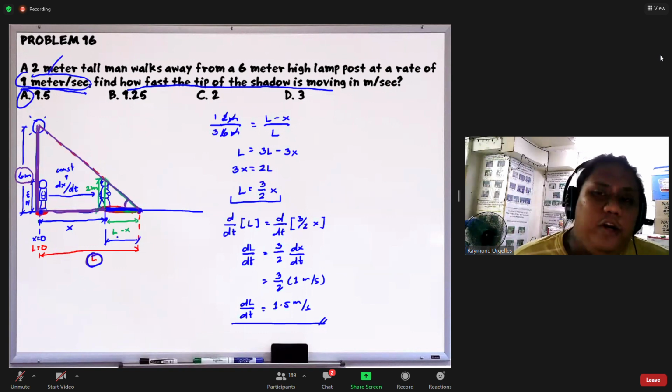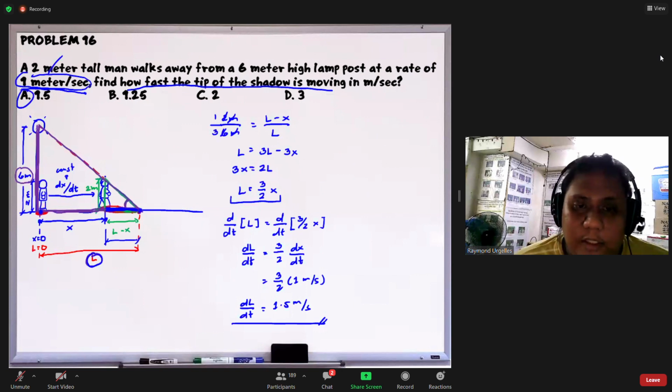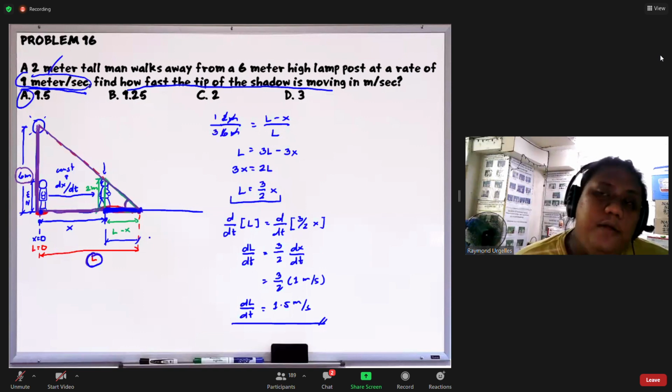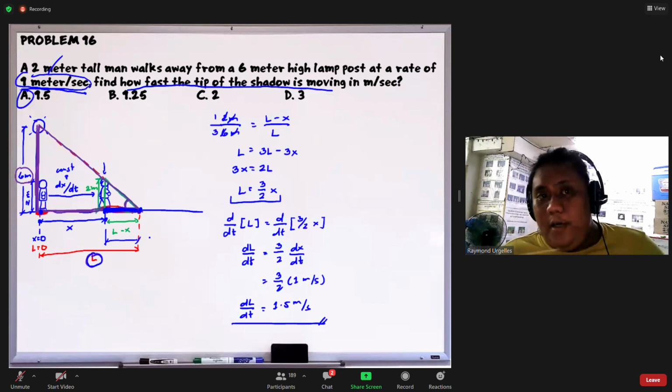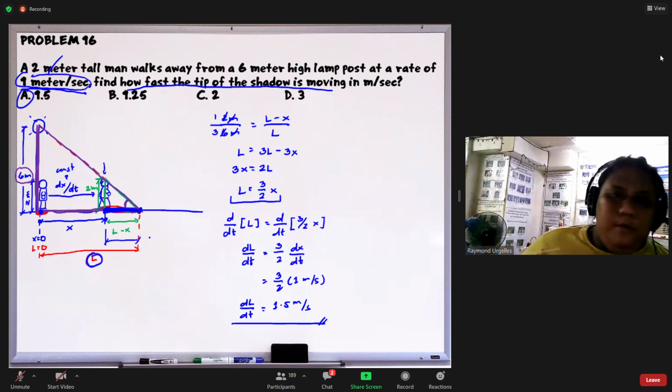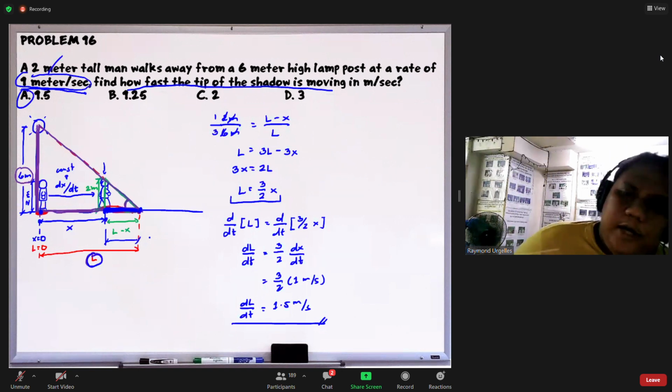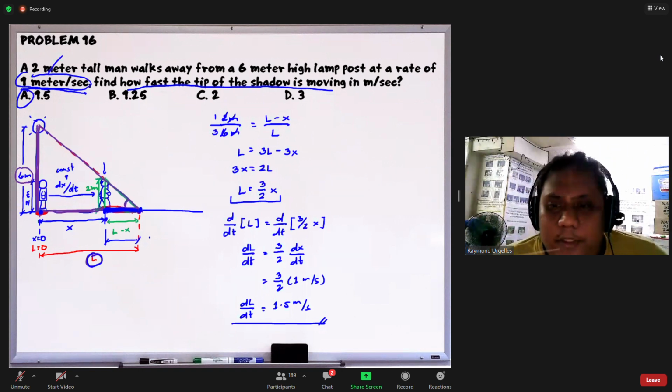But if it's only the length of the shadow being discussed, then at this position, here is one tip, here is the base of the shadow, and here is the tip of the shadow. So this is what you consider. So that is the difference between the tip of the shadow moving and the shadow lengthening. Sometimes the question is shadow lengthening. Okay? So any questions about this? Okay, so let me proceed to the next part.